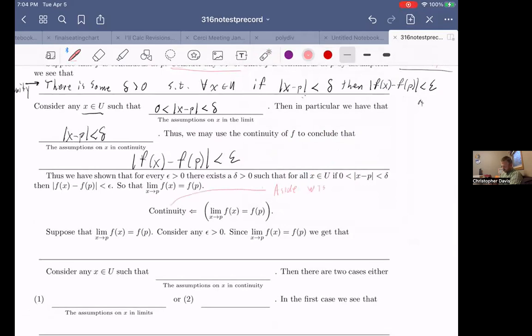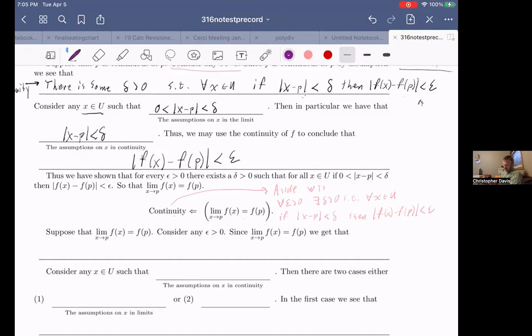So we want to show for all epsilon bigger than 0, there exists a delta bigger than 0, such that for all x in U, if the absolute value of x minus p is less than delta, then the absolute value of f of x minus f of p is less than epsilon. And, well, right, I want to assume limit equality to get continuity. So I start by assuming the limit as x approaches p of f of x is equal to f of p.